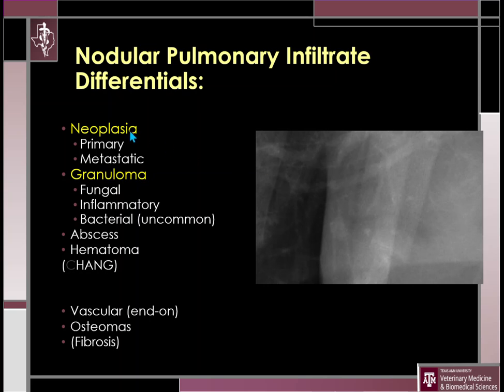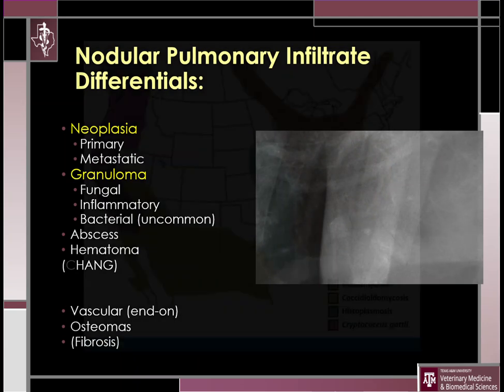Differentials for nodules, again, are neoplasia and granulomas. Granulomas are typically fungal, but can be inflammatory or bacterial. And then we have primary metastatic neoplasia. Occasionally, we'll have abscesses and hematomas. We just looked at what end-on vessels look like as a differential for a soft tissue nodule. Some other things that we want to look at are osteomas, which is this mineralized opacity. So if it's a mineral and it's a small nodule, it is an osteoma or osseous metaplasia, which tends to be a benign process.